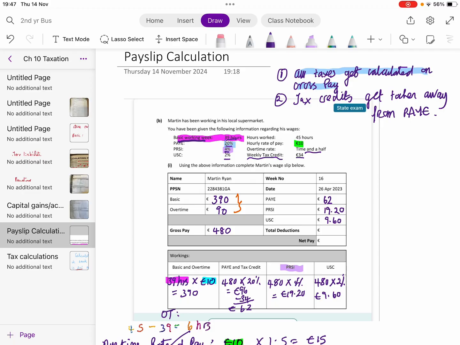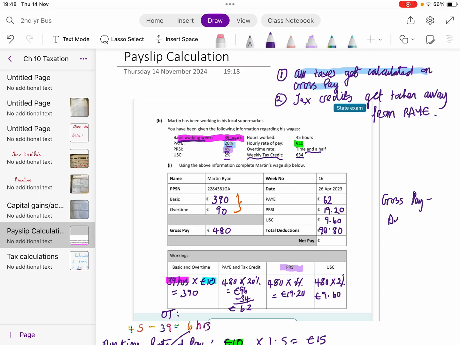So now I've worked out my 3 different types of taxes, girls. And if you remember, we call them statutory taxes, and they're because I have to pay them by the law. Now we could have other items in here on the deduction side. We could have like health insurance and cycle to pay and all those things. But for now, this particular question, we just have the taxes. So I'm going to add up all of my deductions, and when I add them all together, I get €90.80.